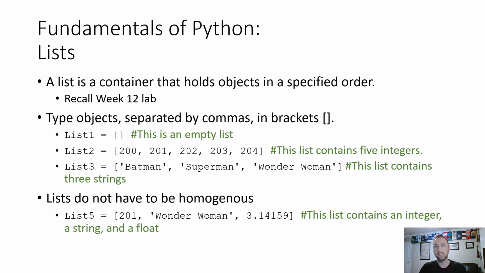So list 1, this is an empty list. You can see it's just brackets with nothing. List 2 contains 5 integers from 200 up to 204. And list 3 contains 3 superheroes, which are also strings in this case: Batman, Superman, and Wonder Woman. One thing to keep in mind, lists do not have to be homogeneous. They don't have to be all the same type. So list 5, we have an integer, we have a string, and we have a float value. So 201, Wonder Woman, and 3.14159.